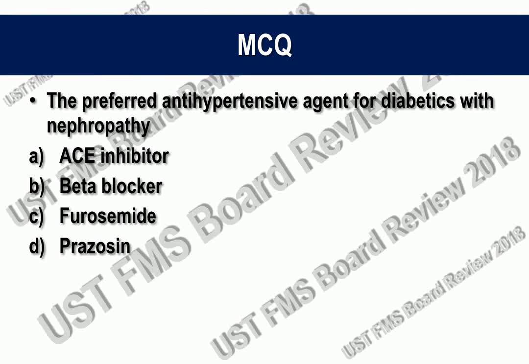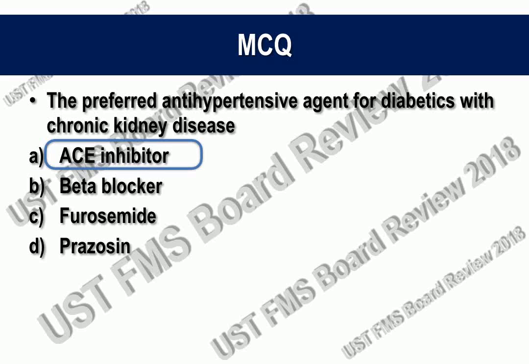Next, the preferred antihypertensive agent for diabetics with nephropathy is what? Yes, that would be your ACE inhibitor. ACE inhibitors have been shown clinically and through different trials to delay the progression of diabetic nephropathy. The preferred antihypertensive agent for diabetics, this time with chronic kidney disease, which would be the antihypertensive drug of choice? It would still be ACE inhibitor.